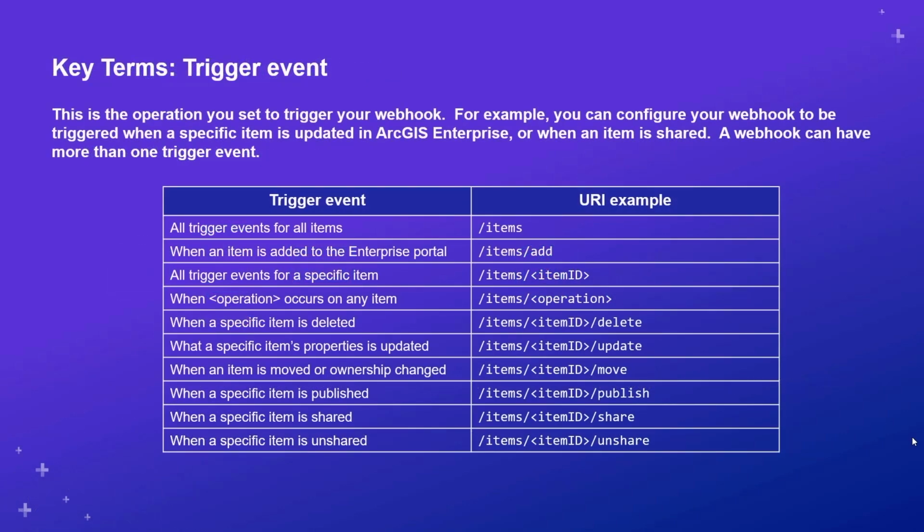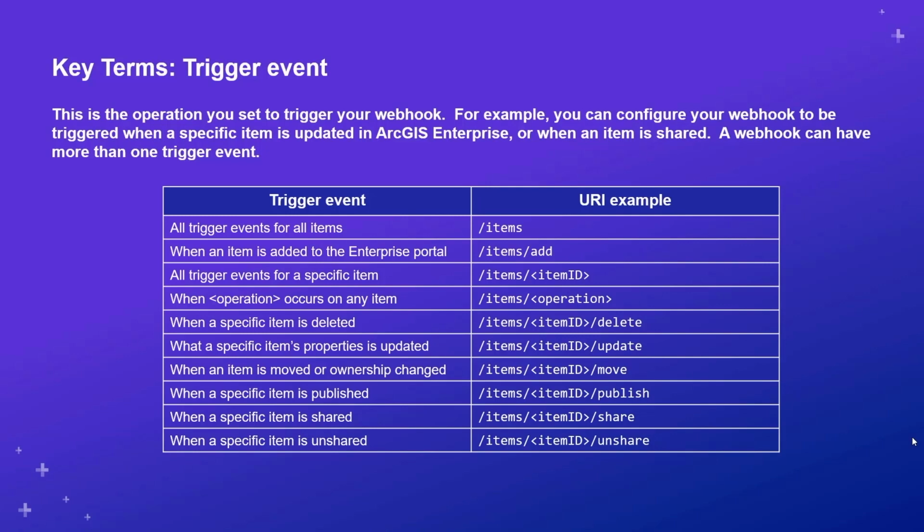I'm now going to share with you some of the key terms associated with webhooks, and the first one is trigger event. So this is the operation you set to trigger your webhook. For example, you can configure your webhook to be triggered when a specific item is updated in ArcGIS Enterprise or when an item is shared. And a webhook can have more than one trigger event.